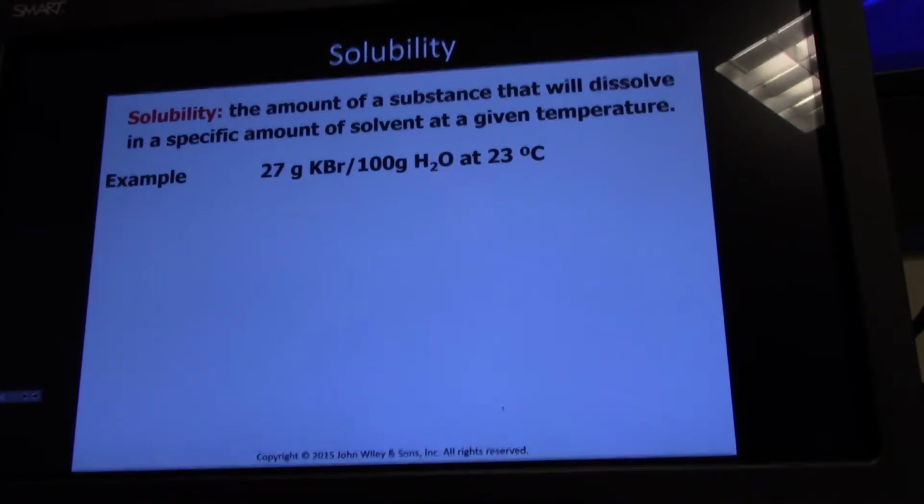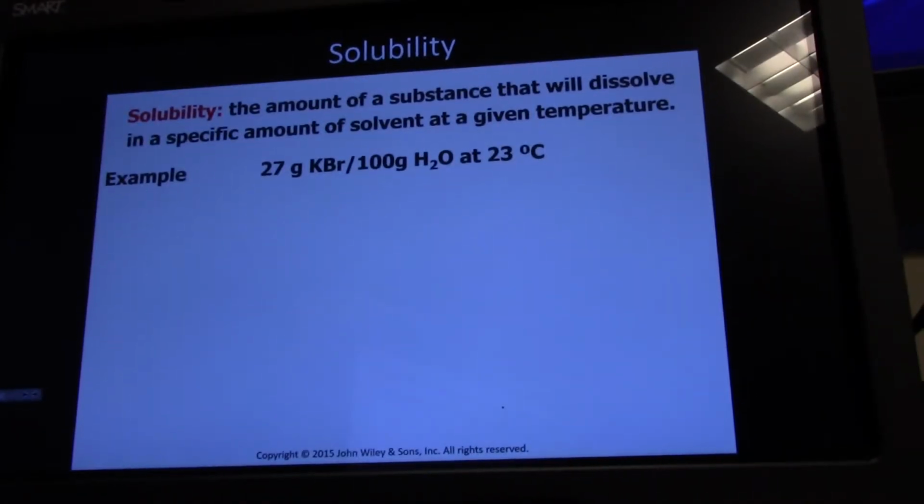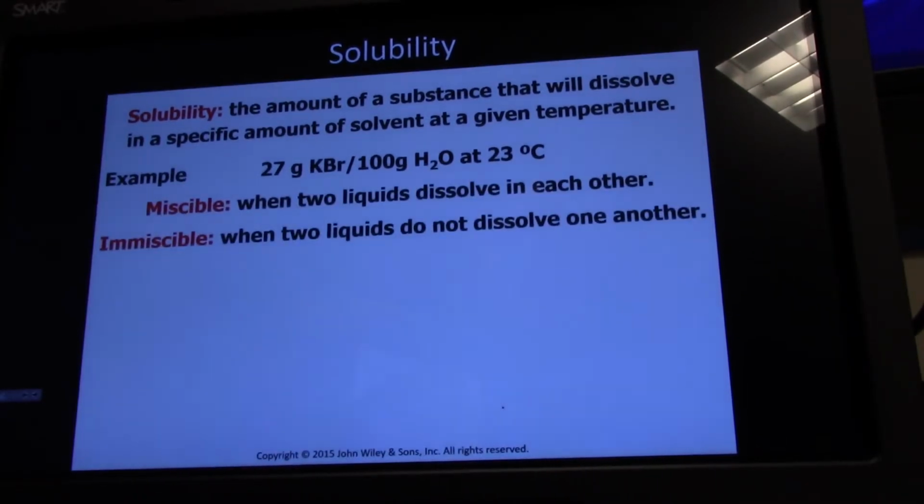Solubility. This tells you how much of a solute can be dissolved in the solvent. And you have to give a specific amount of the solvent, and you must give the temperature. Because if you change the amount of solvent or you change the temperature, you change how much could, in theory, dissolve. So 27 grams of potassium bromide dissolve in 100 grams of water at 23 degrees Celsius.